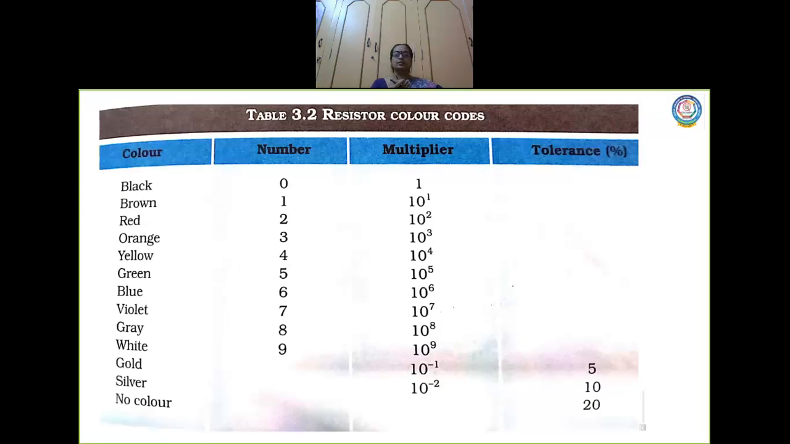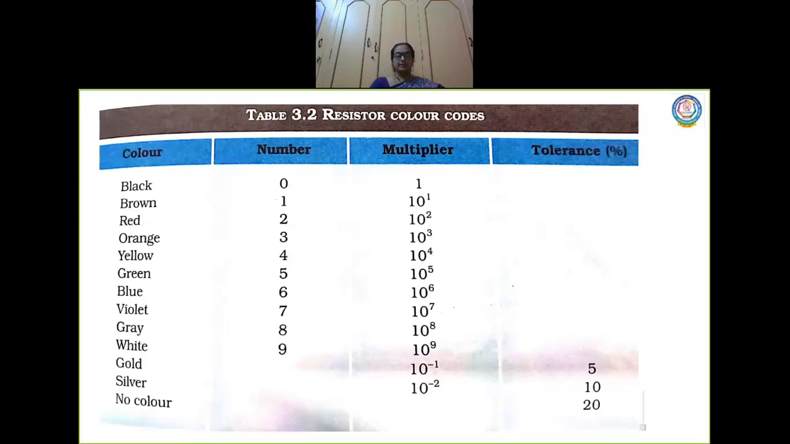Now here is a tabular column which talks about the resistor color codes of a carbon resistor. Look at this. There are so many colors here, children, in the first column: black, brown, red, orange, yellow, green, blue, violet, gray, white. Each color has been given a number. So black is given 0, brown 1, red 2, orange 3, yellow 4, green 5, blue 6, violet 7, gray 8, and white 9.